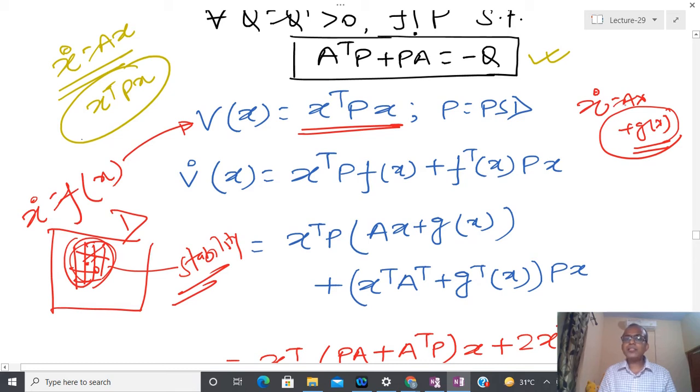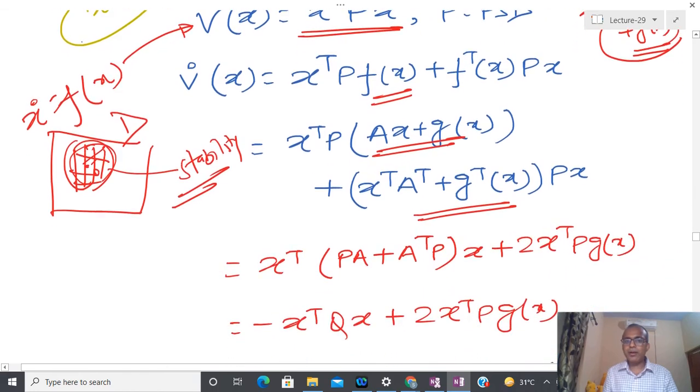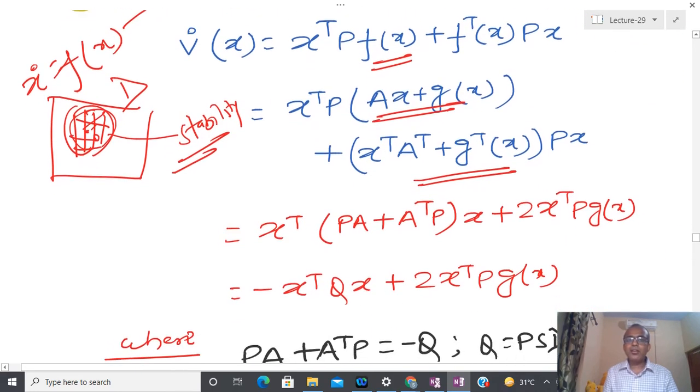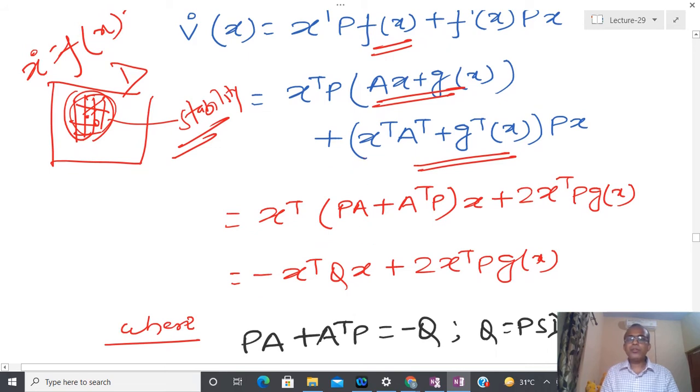You can substitute x dot equal to f(x), and f(x) I have represented like this. The same kind of things I have done here. Up to here I hope you have understood the point. After that I rearrange the terms: x transpose (PA plus A transpose P) x, and then I have an extra term like this. Someone might have confusion: x transpose P g(x) is here, and here g transpose(x) Px is here, and automatically I have written this as two times.